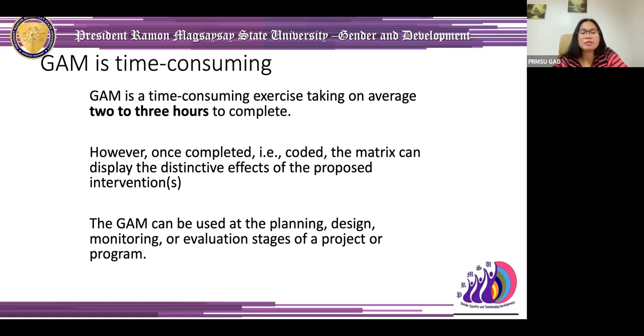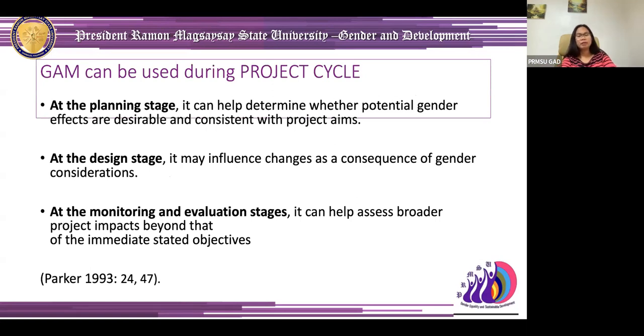And then the GAM can be used from the planning pa lang po. So when you are to go to the community and you're still planning, from planning pa lang to the design and monitoring, to evaluation of the project, kasama po siya. Pwedeng gamitin ang GAM. So sa simula, tanungin niyo po, di ba, kung ano yung problems nila. And then along the implementation, mag-conduct na naman kayo ng GAM. And then after the implementation, you have another GAM matrix. Okay? So at the planning stage, it can help determine whether potential.